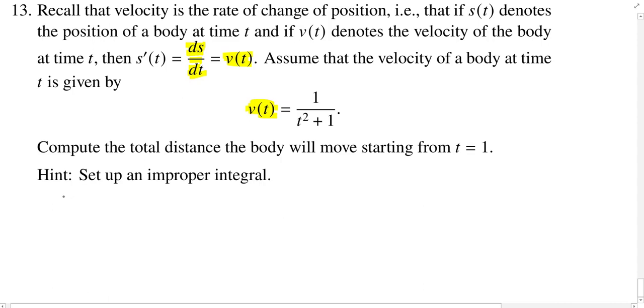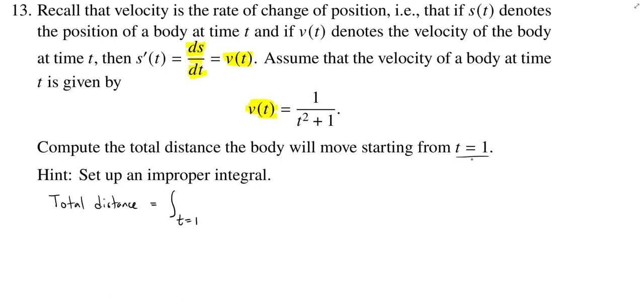So we know that the total distance is going to be given by an integral, starting at 1. And then, where do we stop? It doesn't actually tell us where to stop. We just want the total distance that the body moves. Without knowing when it's going to stop, or even if it does stop, we just say we'll go off to infinity.